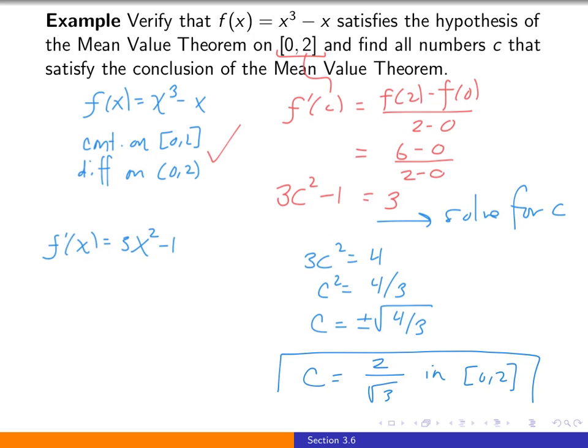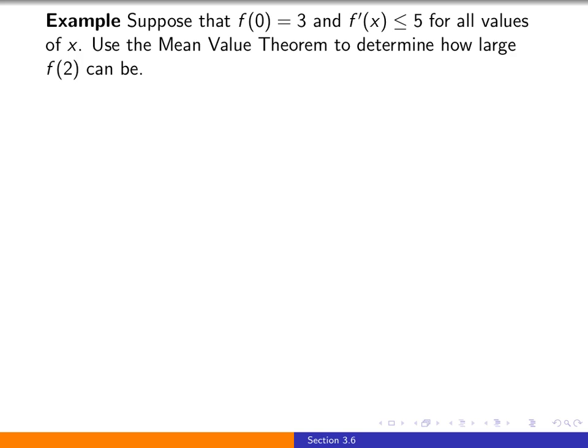So these last few examples are all very computational in nature. Let's look at one more problem dealing with the mean value theorem that has more of a theoretical feel to it. So suppose that we are given that the function value f of 0 equals 3, and the first derivative of our function f is always less than or equal to 5 for all values of x. We want to use the mean value theorem to determine how large f of 2 can be.